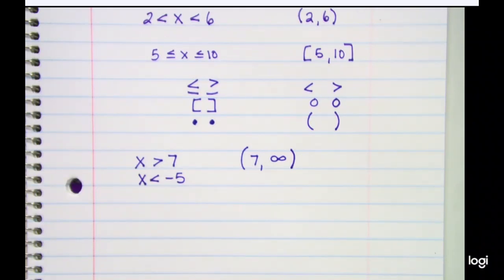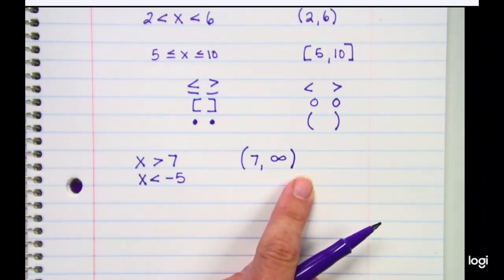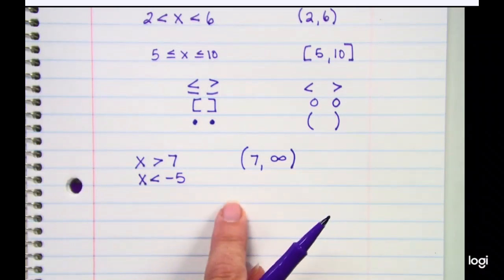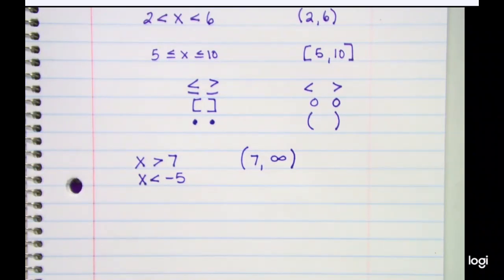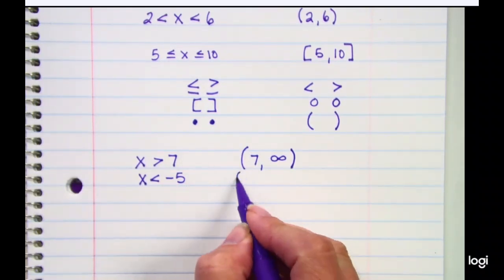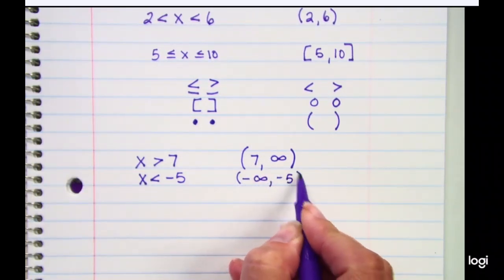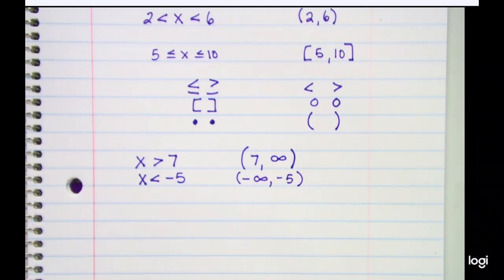So it's all the numbers smaller than -5. So when it was bigger, I went to positive infinity. So if it's smaller, what are we going to be using? Negative infinity. Now think on your number line. Negative infinity, is it to the left or to the right of -5? To the left, right? So these will need to be in order of your number line.